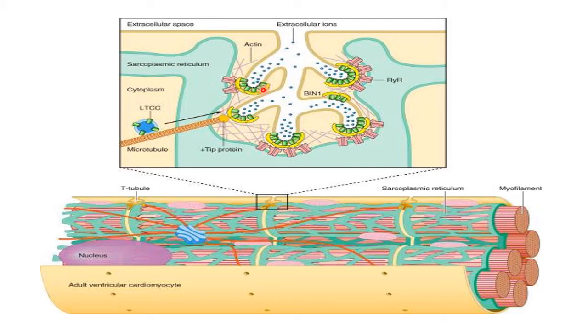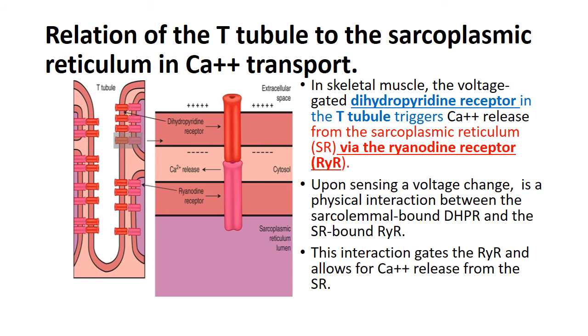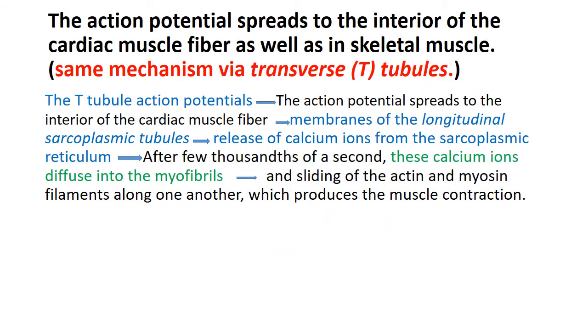DHPR receptors. They are in contact with the sarcoplasmic reticulum and they activate the ryanodine receptor. This is in skeletal muscle. Here you will find the T-tubule, and this T-tubule is directly in contact with the ryanodine receptors. So there are two actions, either by the T-tubule mainly or by the L-tubule.